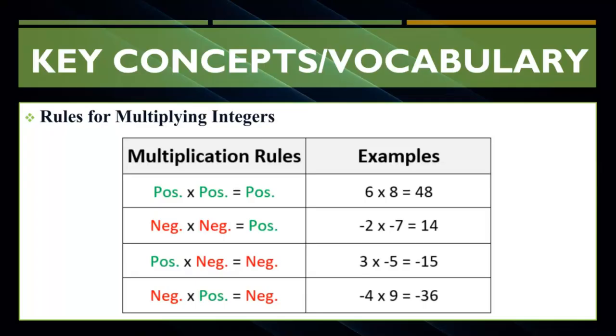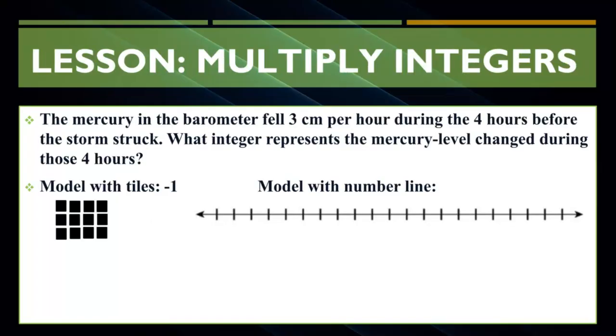Now when we multiply these, you can show pictures with it, with algebra tiles, or you can use a number line. So let's take a look at an example. It says the mercury in the barometer fell 3 centimeters per hour during the 4 hours before the storm struck. What integer represents the mercury level changed during those 4 hours?